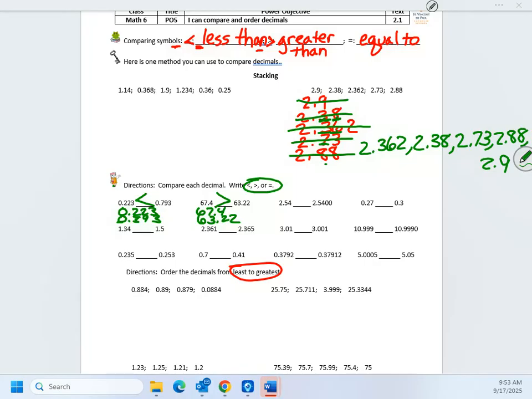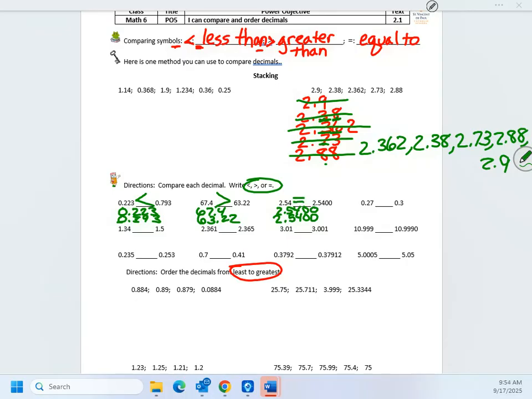Okay, let's look at our next one. All right, we have 2.54 and 2.5400. If we line them up, twos are the same, the 5's are the same, the 4's are the same. Oh, I have empty spaces. What do I put in my empty spaces, Presley? Zeros. Oh, what do we notice about this one, Haley? They're the same, so what symbol should I put? The equal sign.